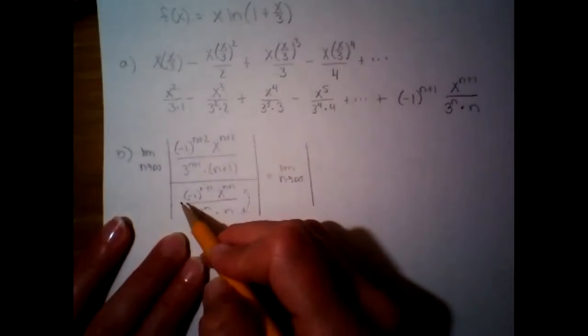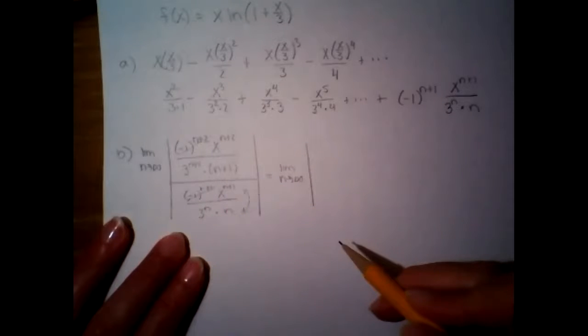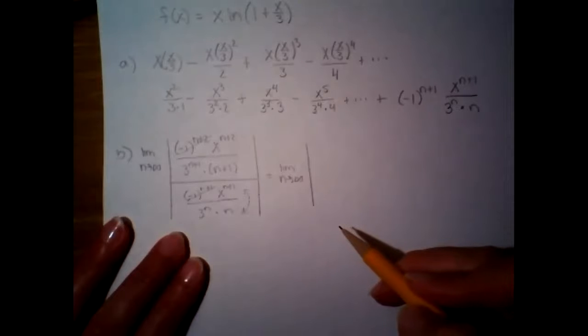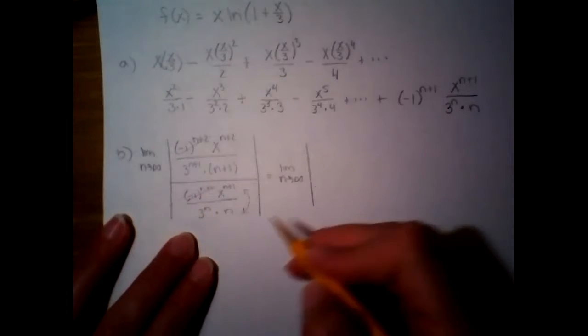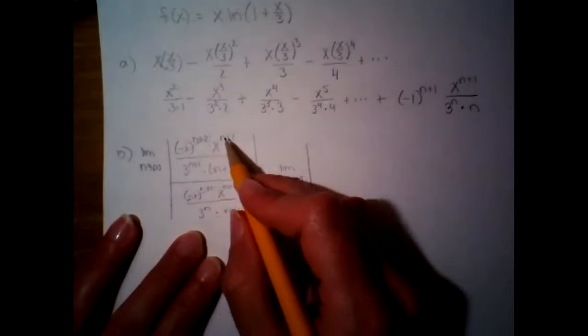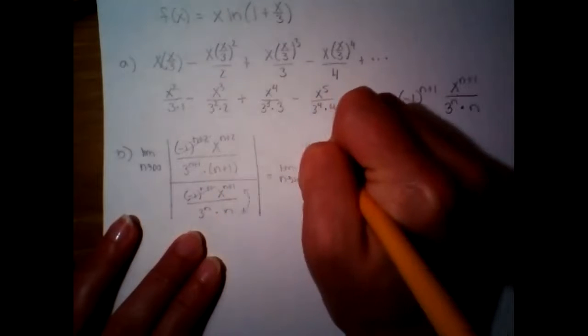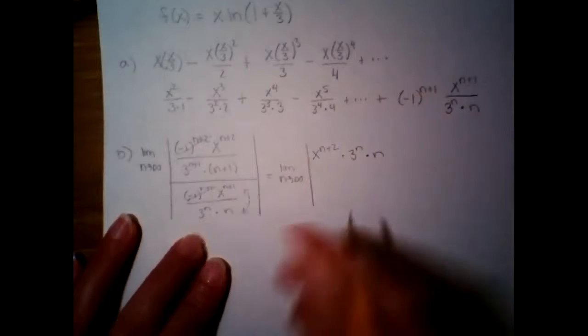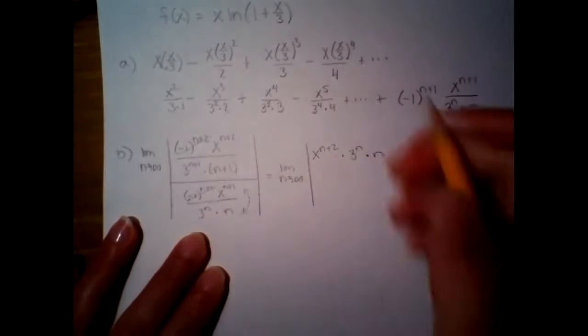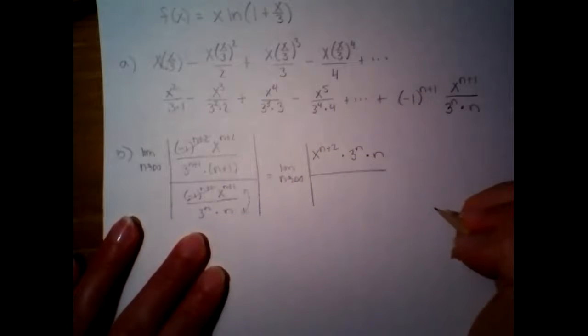Also, this is an absolute value, so I'm not going to write these negative parts anymore. When you absolute value a negative, it's going to turn positive. So I'm going to just leave those out in this next step. All right, so in the numerator, we're going to have x to the n plus 2 times 3 to the n times n. Again, this stuff in the denominator comes up to the numerator. And then it's over everything else.